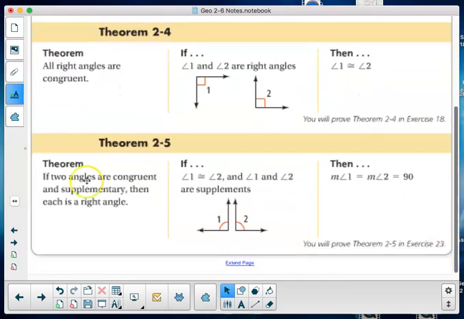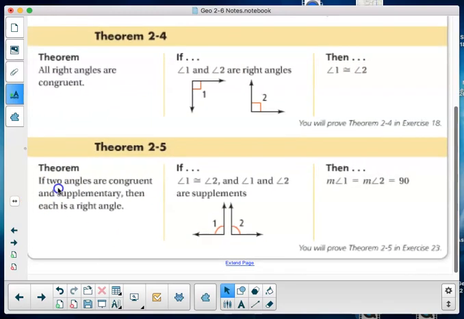In theorem 2.5, if two angles are congruent and supplementary, check it out, congruent and supplementary. So not only are they congruent, but they add to be 180 degrees. Not only are they the same measure, but they add to be 180 degrees. So we're saying that 1 and 2 are congruent and 1 and 2 are supplementary. Well, if they're congruent and they add to 180, they both must be 90, because they've got to be the same measure and they must add to 180 degrees. So 180 divided by 2 is 90. Okay, so those are the other two things that we've got going for ourselves.